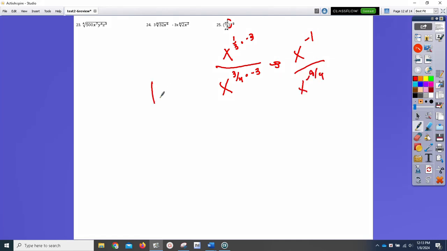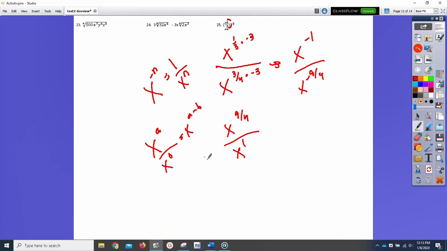Now, I have a rule that says x to the negative n is 1 over x to the n. I'm going to shift things around. I'll have x to the 9/4 up top, x to the 1st down low. Now I have the rule x to the a over x to the b is x to the a minus b. So this becomes x to the 9/4 minus 1, which is 4/4, which is x to the 5/4. Final answer.